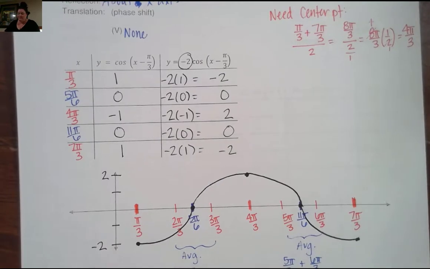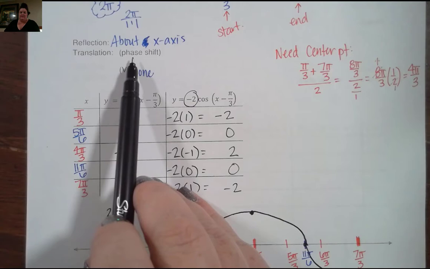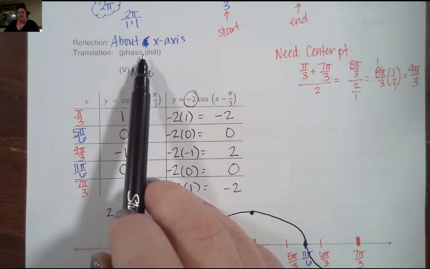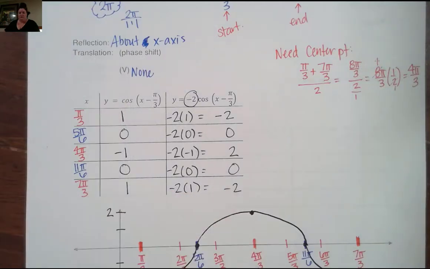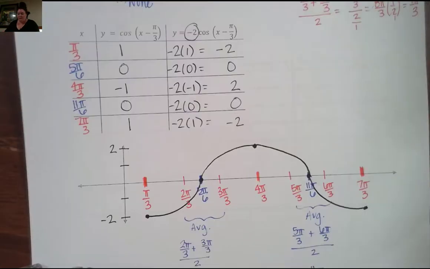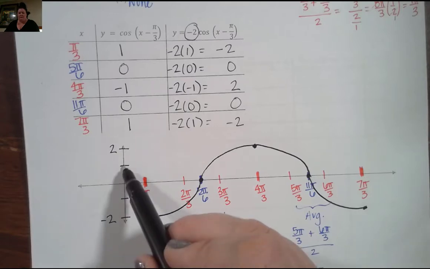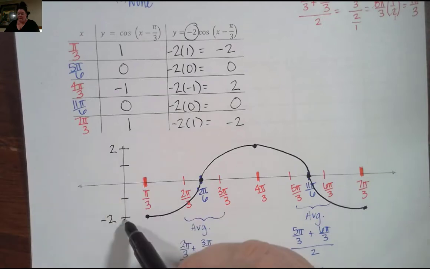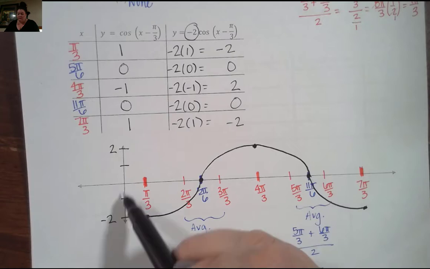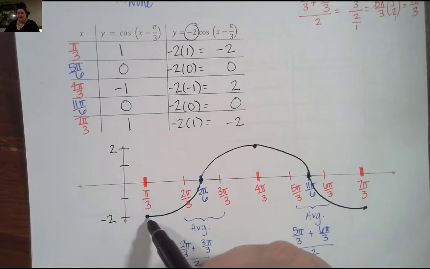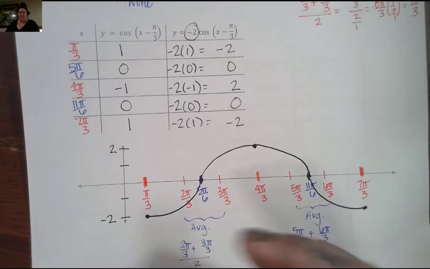The only thing we didn't fill in was our translation, our phase shift, which is how far to the left or right we go. So notice cosine normally starts at 0, 1, up at the maximum, right? So it normally starts up here. Because we're starting down here, we know there's a reflection, which we already have written in, but we're also still not starting at 0. Notice our picture has been shifted to the right, pi over 3, right?